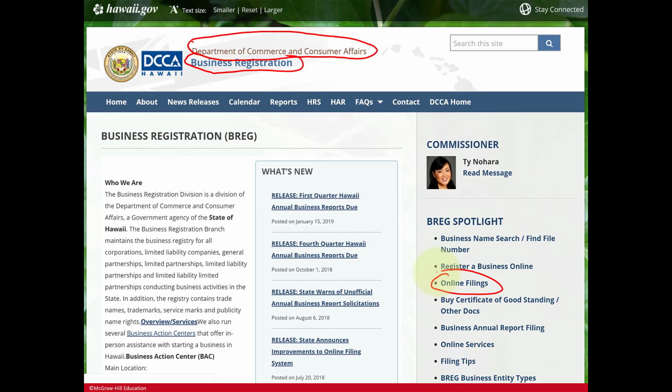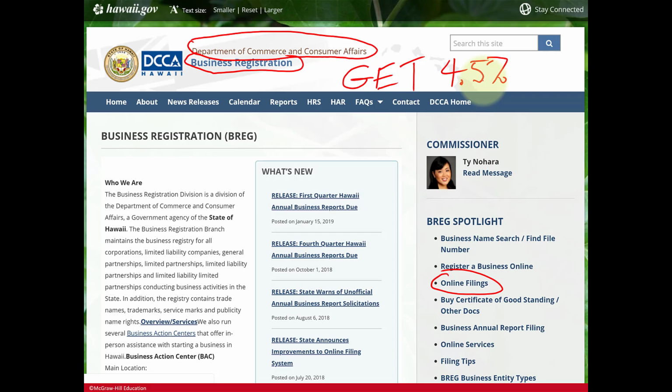Also keep in mind there are other filings with the government besides registering your business entity. For example, everyone in Hawaii or who does business in Hawaii probably needs to get a general excise tax license. You know that 4 or 4.5% you have to pay on your gross Hawaii business income. That's gotten through the Hawaii Department of Taxation.